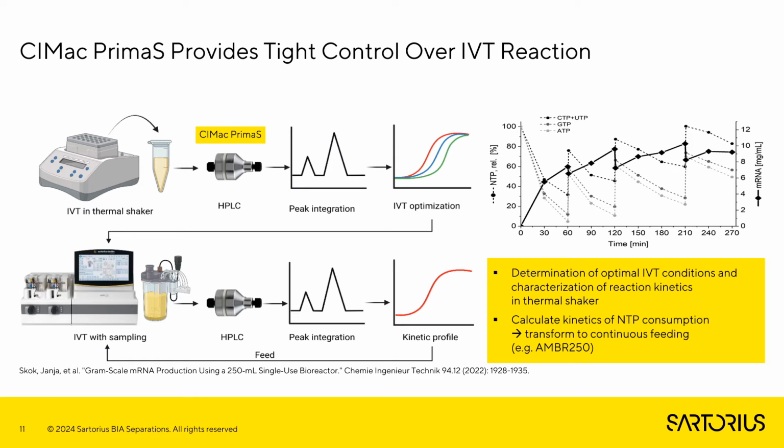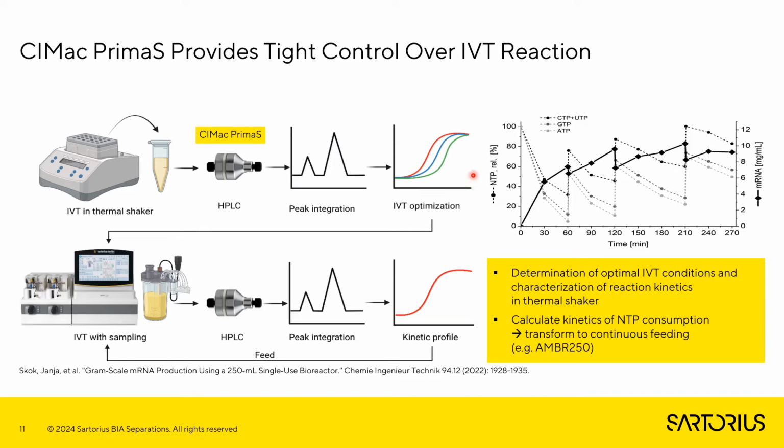This is an approach that we published 2 years ago in Chemie Ingenieur Technik, where we have shown that we can optimize a reaction in a thermal shaker, characterize very effectively the consumption of nucleotides, and develop a model where we can spike or feed additional nucleotides into the IVT reaction as these are depleted in our existing reaction vessel. And by doing so, we can prolong the duration of the IVT reaction, which allows us to make much better use of all of the remaining reagents, including the capping reagent, including the enzymes which are present in our IVT reaction.